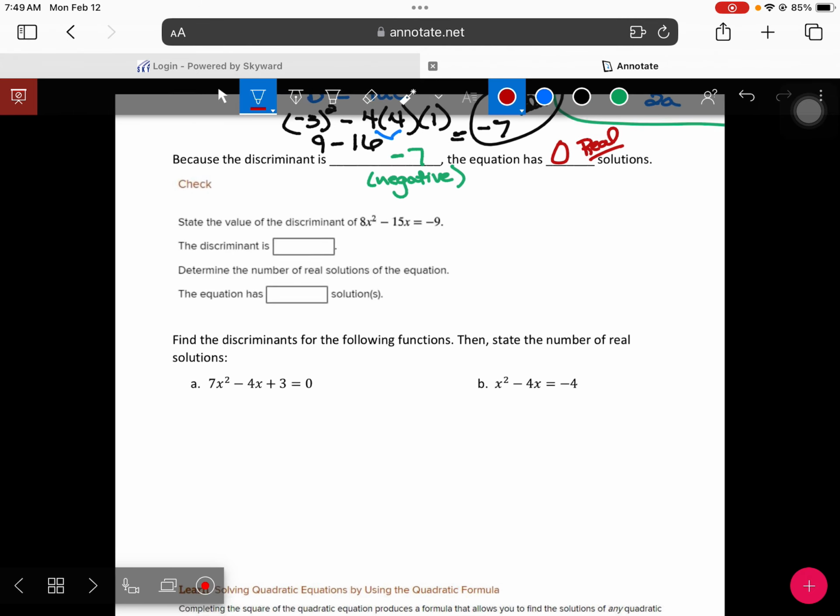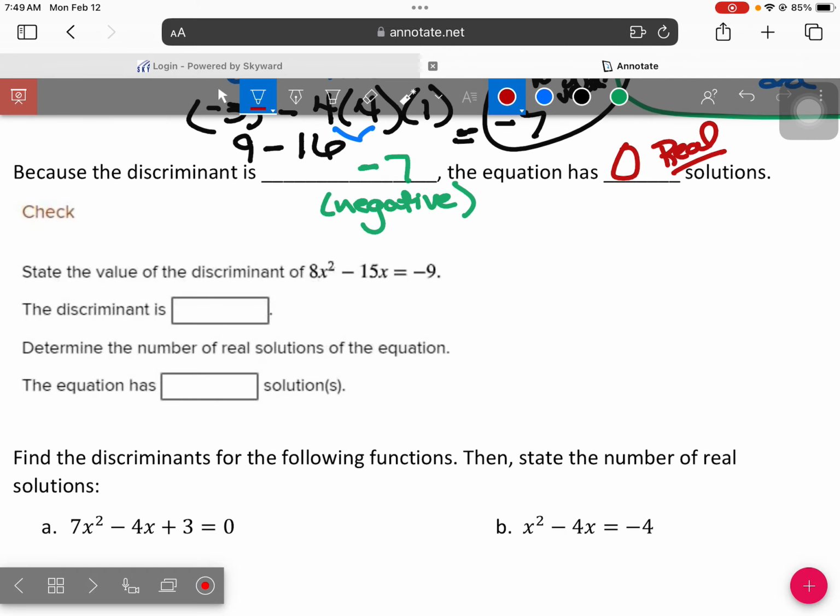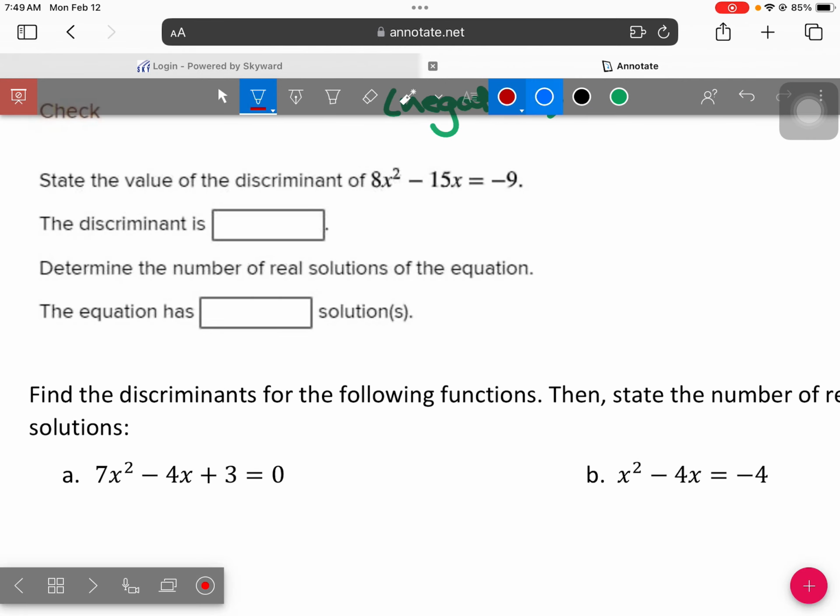All right, so let's see if we can do these next few. The check says, state the value of the discriminant of 8x squared minus 15x equals negative 9. First of all, when you look at that, what do you know you need to do? Add 9 to set it equal to 0, okay? So remember, you always want to set it equal to 0. So you're going to have to add 9 here and here. The 9s cancel out. That gives you that 0 that you need.